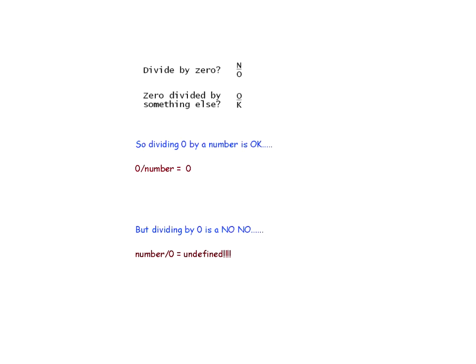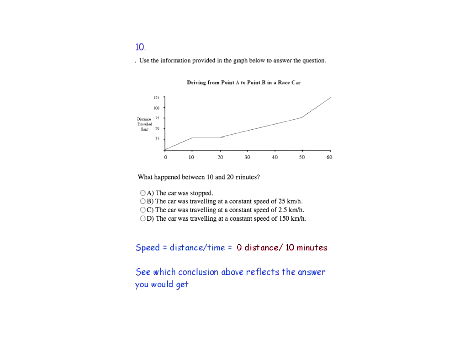So, dividing 0 by a number is okay. But dividing another number by 0 is a no-no. Undefined, or infinity.